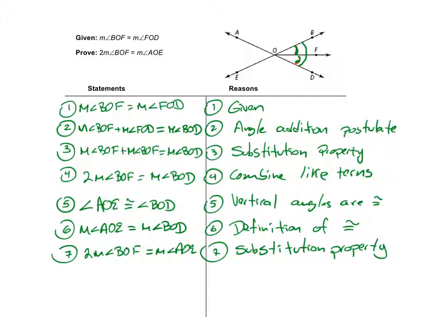Okay, my last statement should never be a given. I need to prove that, right? And it's never going to be a proof, right? We don't write proof there. We just write the reason why we're going from 6 to 7.